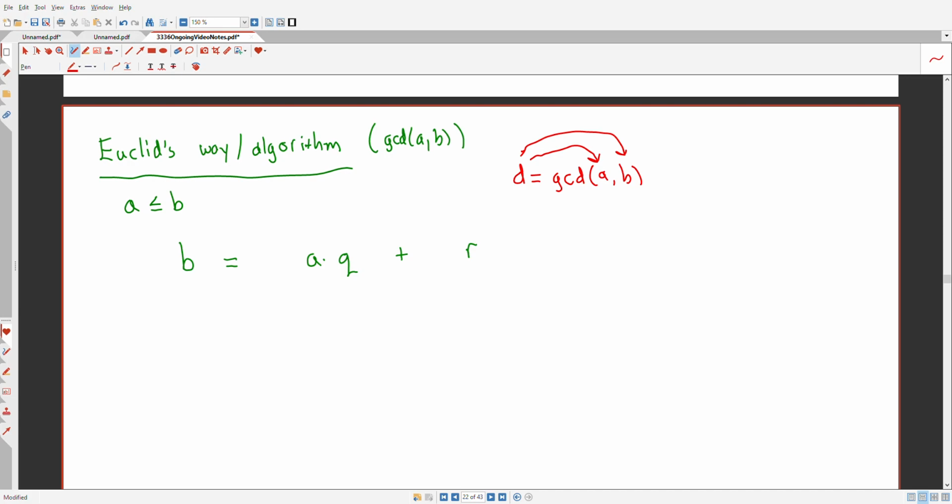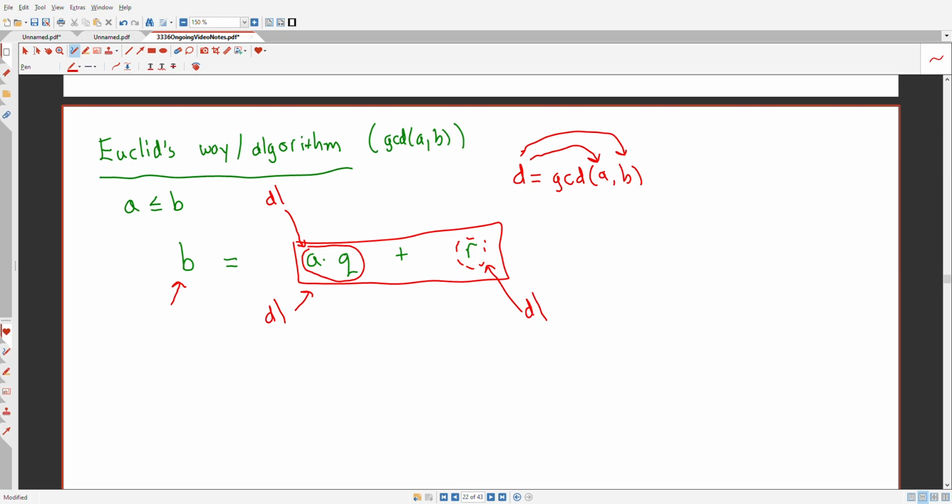Well, because D divides b, it divides this number. That means D divides this entire expression. But because D also divides a, that's part of the definition, D divides this circled expression. Now think about this. D divides the entire boxed thing. It divides the circled thing. And so that tells me whatever the greatest common divisor is, it has to divide this remainder.